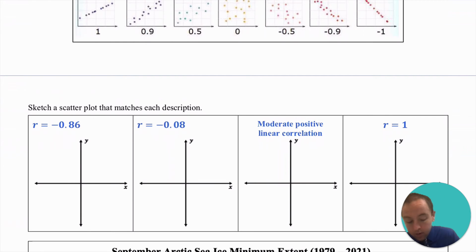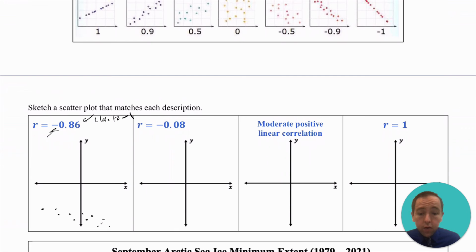So here we're asked to sketch a scatter plot that matches each description. For the first one, sketch a scatter plot that would have an R value, or correlation coefficient, of -0.86. This is pretty close to -1, so it should be a pretty strong fit, like most of the points should fit pretty close to a line, but it's also going to have a negative correlation because it's negative. So if I draw something like this, that's a line sort of pattern that's negative, and if you were to draw a line of best fit, most of the dots would be pretty close. So that would be a pretty decent, accurate sketch.